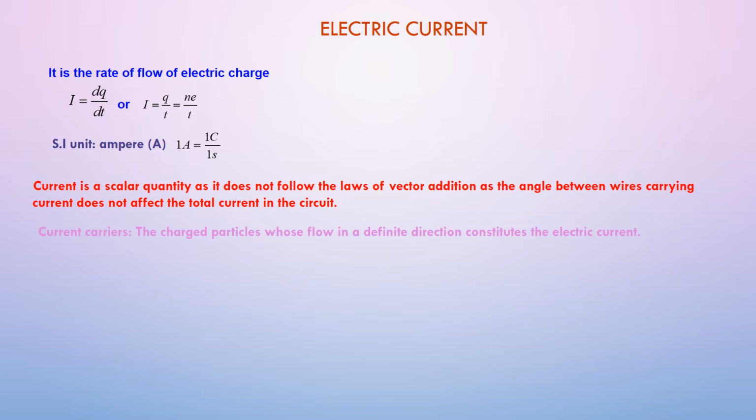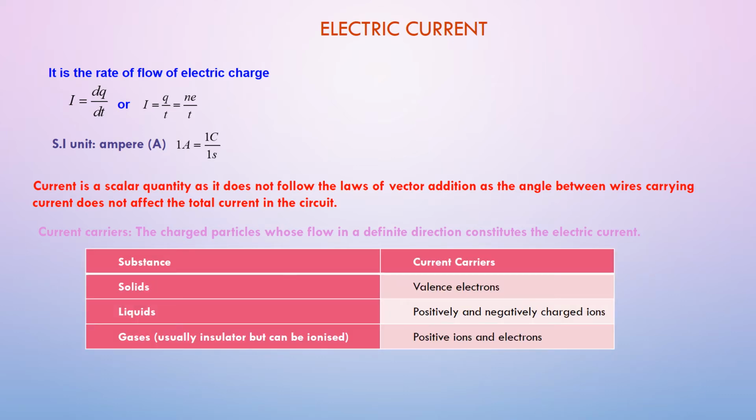Now, current carriers: the charged particles whose flow in a definite direction constitutes the electric current are called current carriers. For different types of material, there are different types of current carriers. For example, in solids, the current carriers are valence electrons. In liquids, they are positively and negatively charged ions. And in gases, which are usually insulators but can be ionized, they are positive ions and electrons.